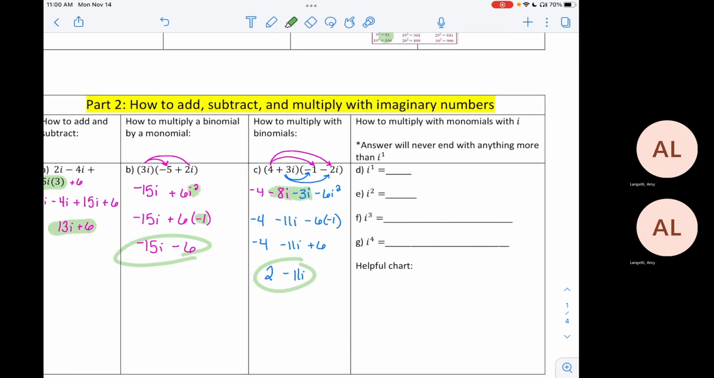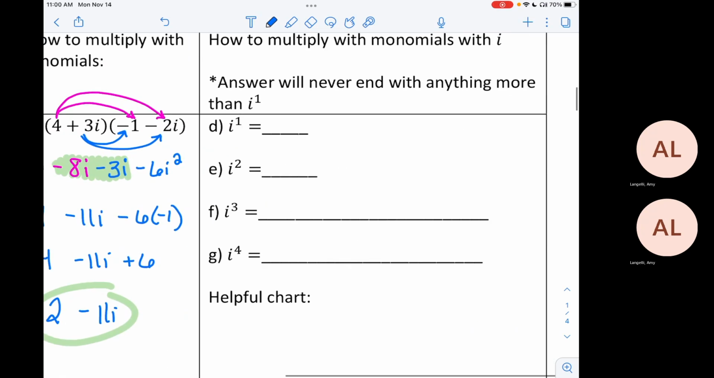Okay. The last thing that's kind of difficult to wrap your brain around that we'll talk about, and then if you get it, you get it. If you don't, then it's only one on the test that you'll miss. All right, here we go. Remember, i to the first power is just i to the first power. There's nothing more you can do to that.